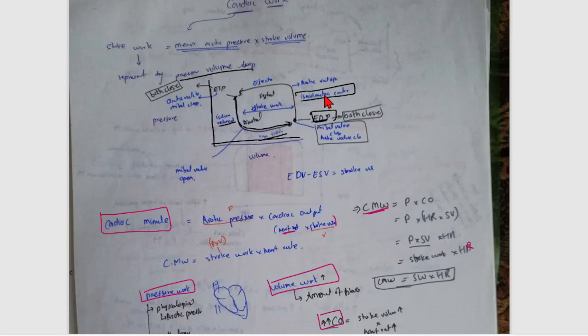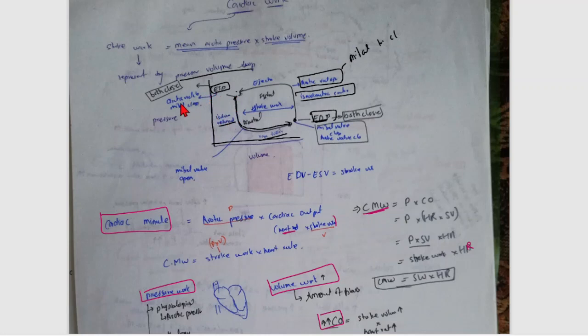At the end of isovolumetric contraction, the aortic or pulmonary valve opens. When they open, the blood is ejected from the ventricle, and that is called ejection. Here the mitral or tricuspid valve is closed, and ejection has started. After the blood is ejected from the ventricle, this point is called end systolic pressure. After that, isovolumetric relaxation occurs again.